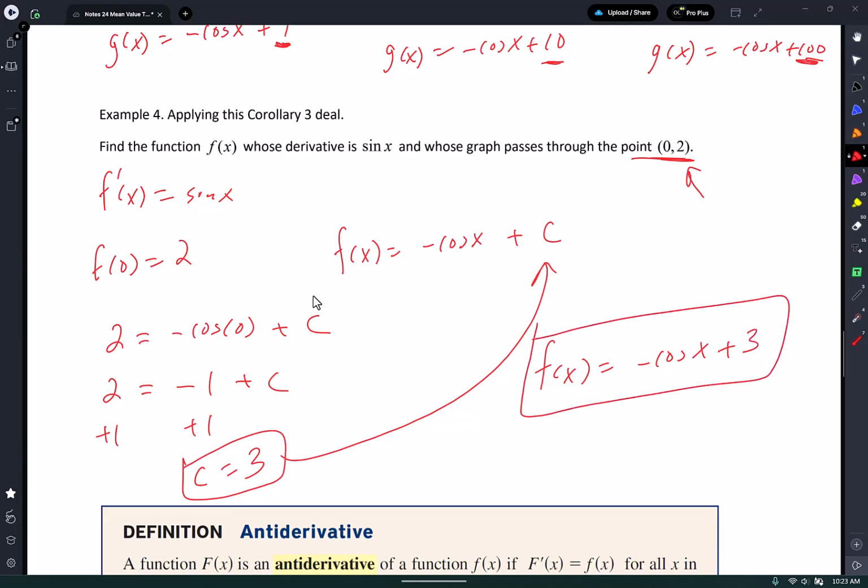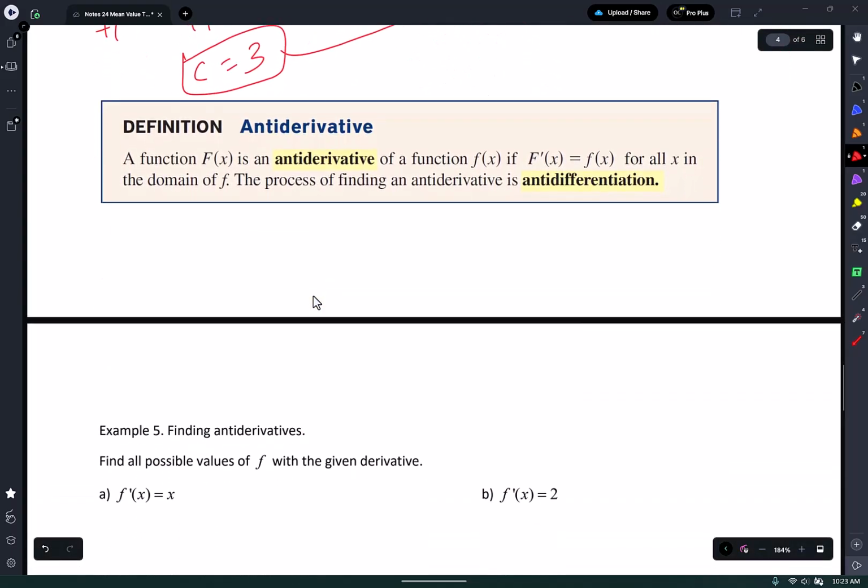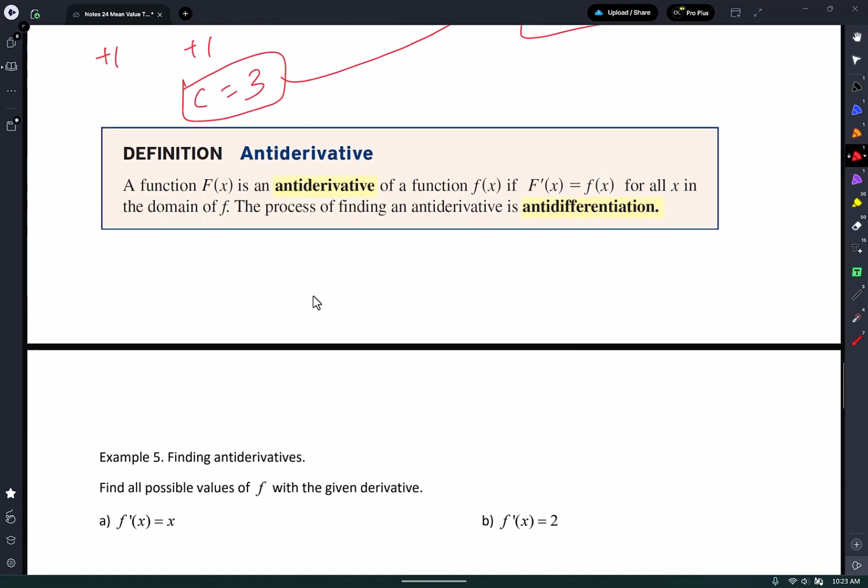It's true if you plug in, wait, let me check. Yeah, if you plug in a 0, you do get a 2. Because cosine of 0 is 1, but there's a negative in front. Negative 1 plus 3 is 2. Do you guys see that, guys? Yeah, there it is. Yeah, so all these are just, look, antiderivatives of the function. So we already know this.